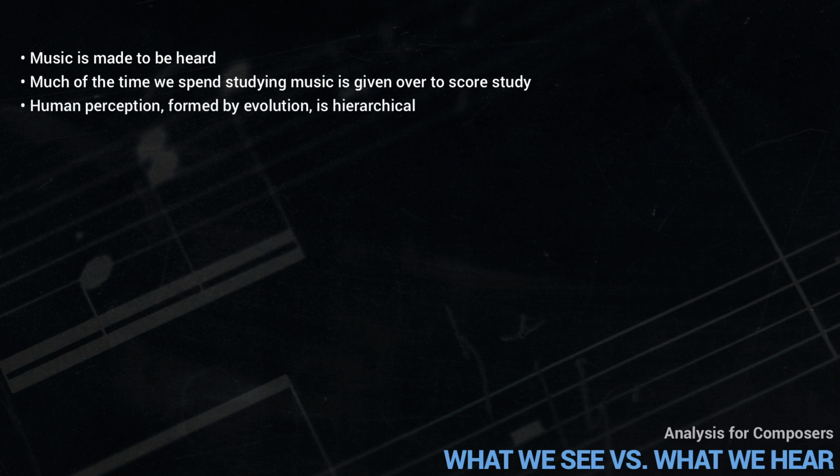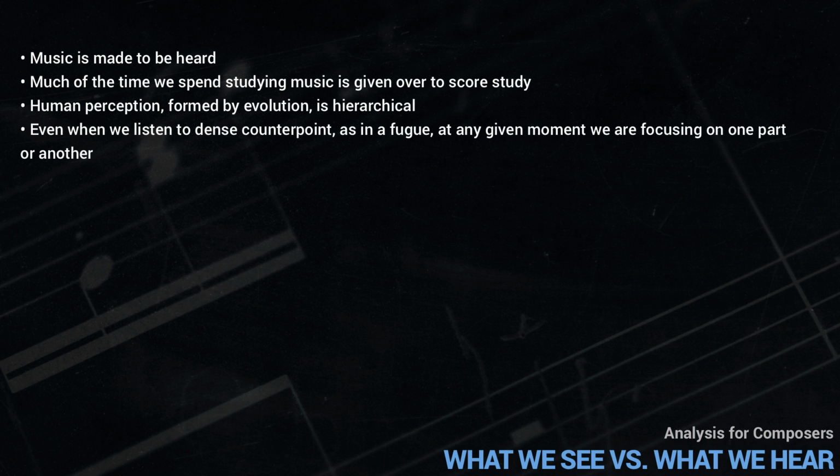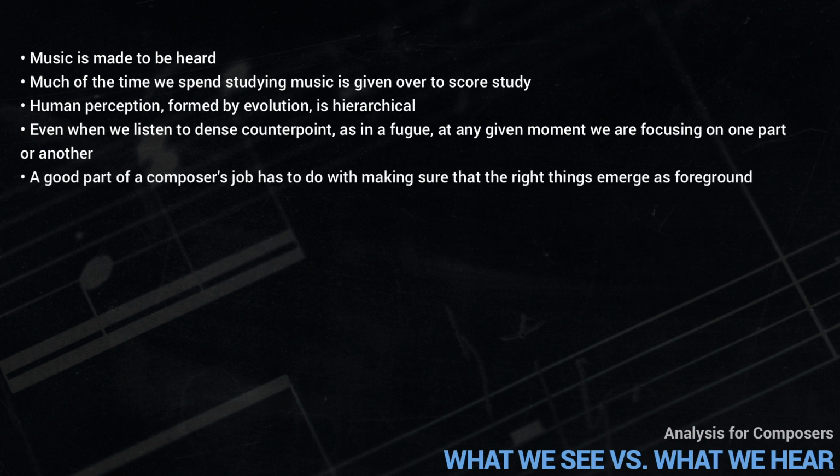Human perception, formed by evolution, is hierarchical. There are always priorities. Nobody can hear all the parts in an orchestral score equally clearly. And in fact, they aren't meant to be equally salient. Even when we listen to dense counterpoint, as in a fugue, at any given moment we're focusing on one part or another. The main difference between a fugue and a song, from the point of view of perception, is that in a song the foreground stays in one place, the singer, and in a fugue it moves around. Since the Western musical tradition is normally polyphonic, a good part of a composer's job has to do with making sure that the right things emerge as foreground.